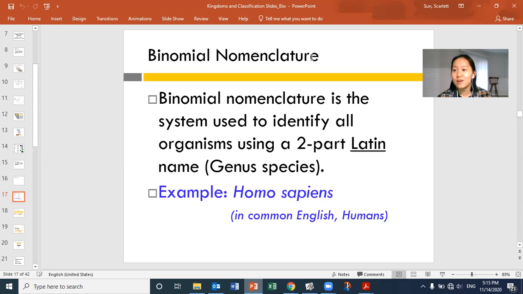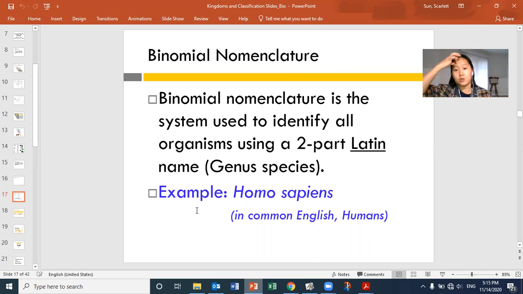So the reason why we call organisms by their Latin name is because Latin is a language that is no longer evolving, right? It's a dead language. So you can use it because since it's no longer changing, we have a stable foundation to build this system off of. And like I said, we always use the genus first and then the species. And the genus is always capitalized and the species is lowercase.